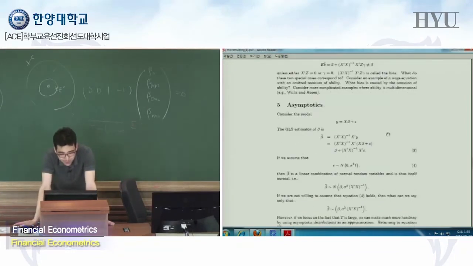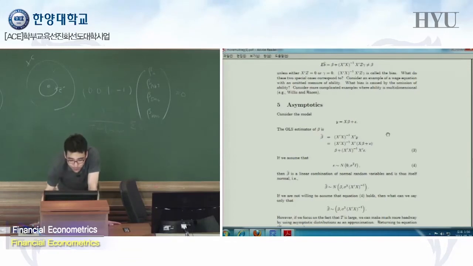Now, asymptotic large sample properties. Again, let's consider the model y equals x beta plus epsilon. The estimator of beta is beta hat equals (x prime x) inverse x prime y. If we put our true model y equals x beta plus epsilon into y, then we have (x prime x) inverse x prime (x beta plus epsilon), and therefore beta hat equals beta plus (x prime x) inverse x prime epsilon.